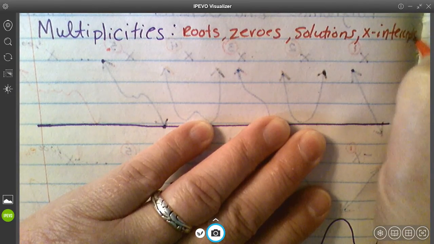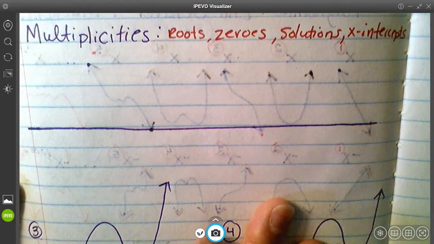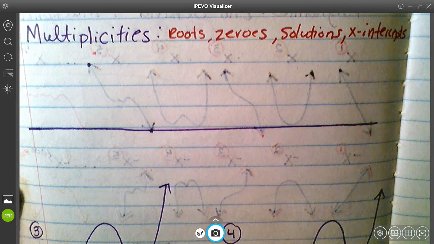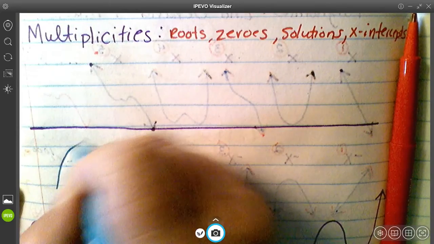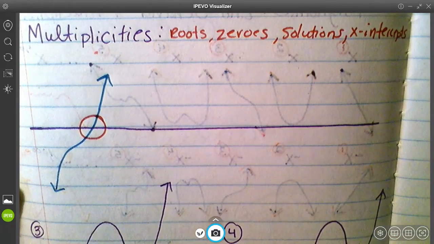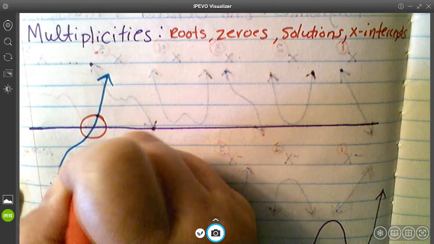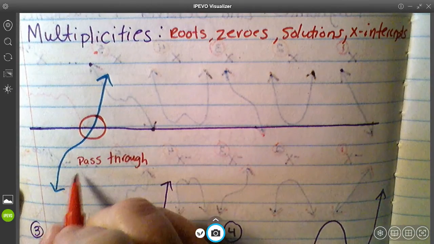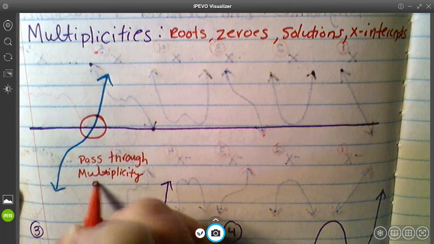And it has to do with the degree of these roots or x-intercepts, but it also tells us how they're going to behave at the actual x-intercept. So if I look at something like this, and I look at where it crosses the x-axis at the x-intercept, it goes straight through. So when I'm talking about this, I'm going to use the words pass through or straight through. And this has a multiplicity of 1.